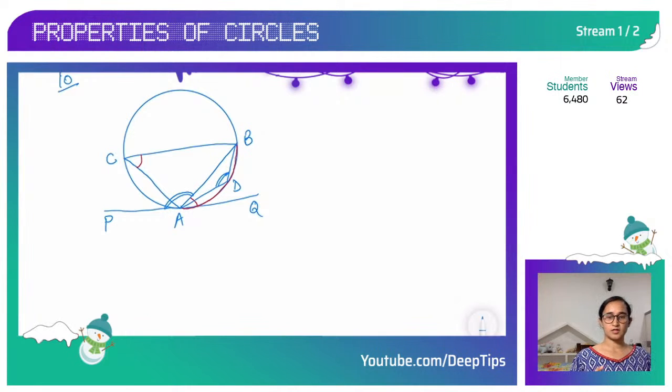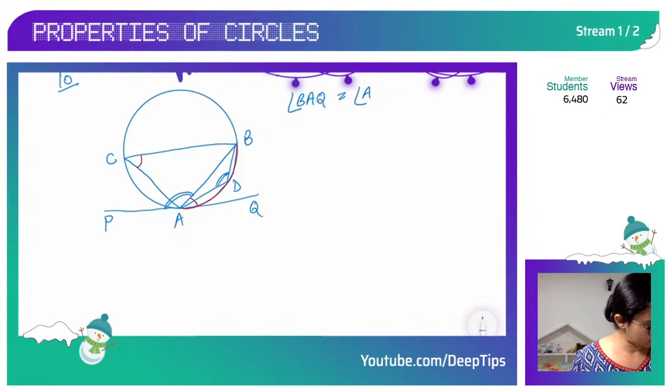So now the important thing is, how do we prove this? Now children, how do we do this? This is the last theorem and a very important one. So basically we have to prove that angle BAQ is equal to angle ACB, the first part, and second, angle PAB equals angle ADB.